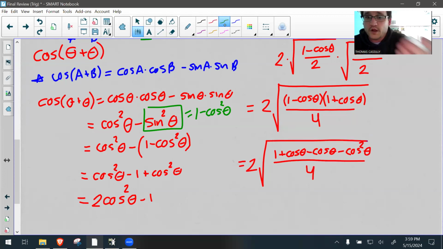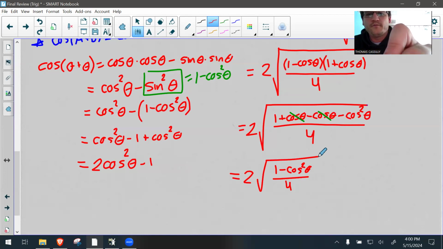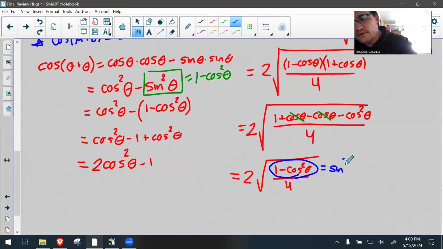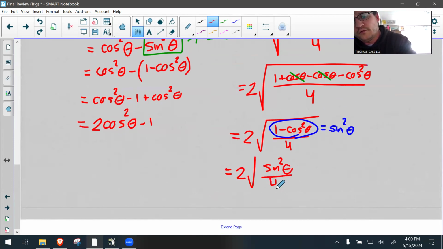Now from here, these are conjugates, 1 minus cosine, 1 plus cosine. If you notice that, you probably could have skipped this step because you know that those two cancel out. But if you don't remember that, that's okay. We can still get there just using our algebra rules. We have 1 minus the cosine squared of theta over 4. Now keep in mind, this thing in the middle here is equal to the sine squared of theta. So we have 2 times the square root of sine squared of theta all over 4.